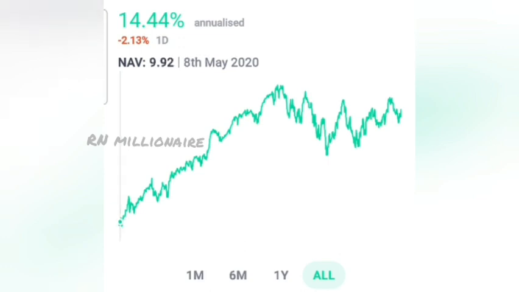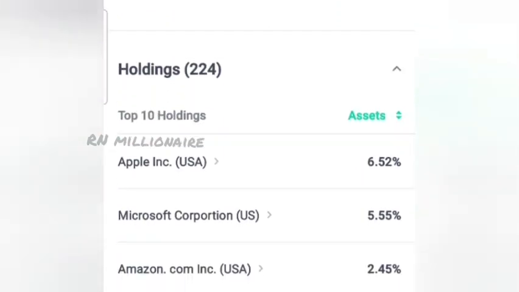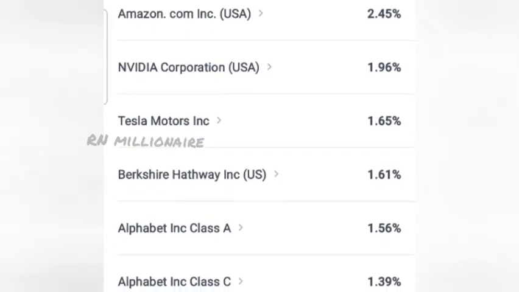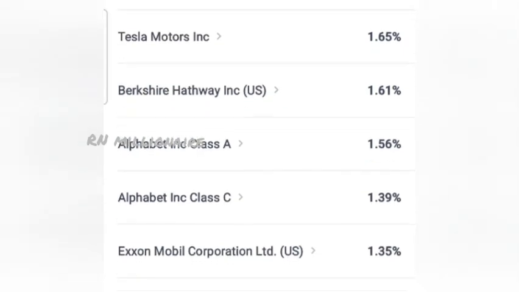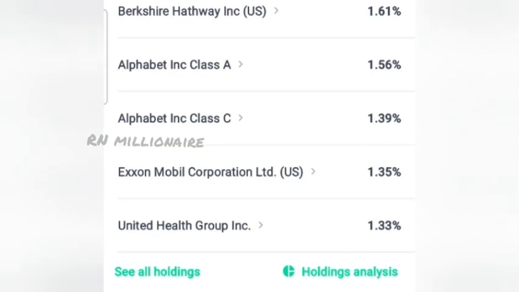This mutual fund is invested in top companies listed in the S&P 500 index in the USA. So let's see some example companies, the top 10 companies listed in the S&P 500 index in USA. First one is Apple, Microsoft Corporation, Amazon, NVIDIA Corporation, Tesla Motors, Berkshire Hathaway, Alphabet Inc Class A, Alphabet Inc Class C, Exxon Mobil Corporation, UnitedHealth Corporation.